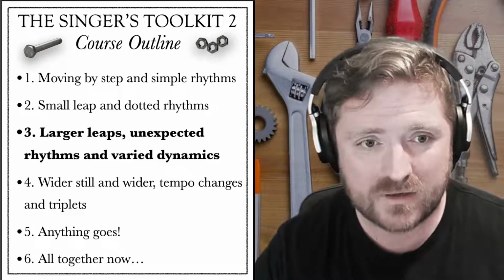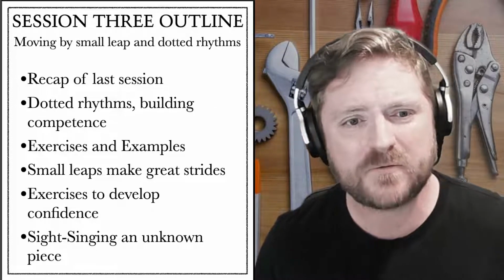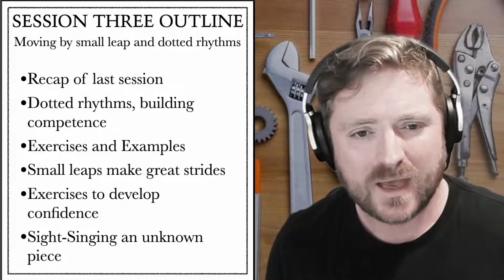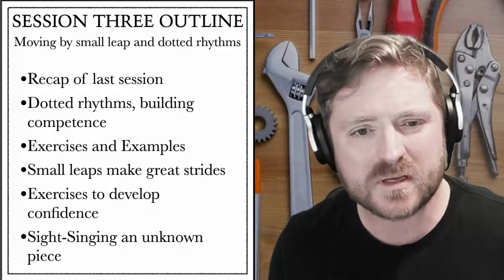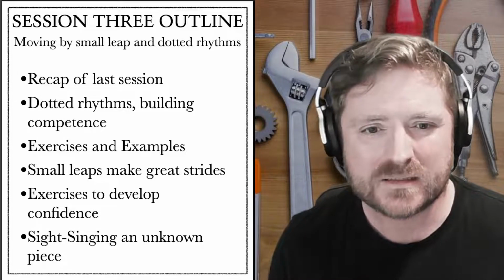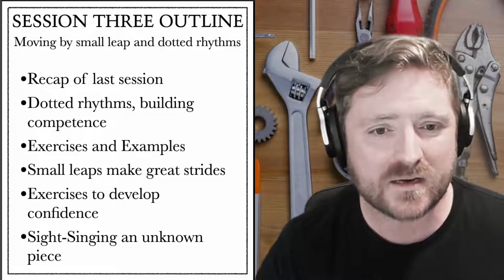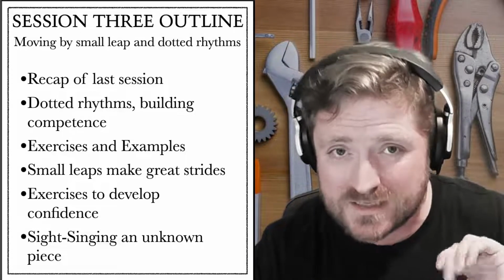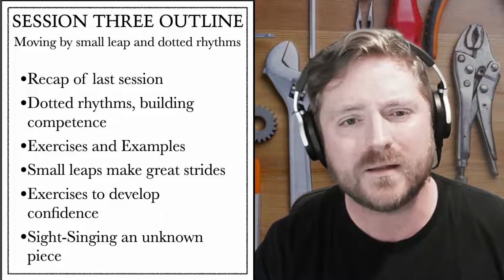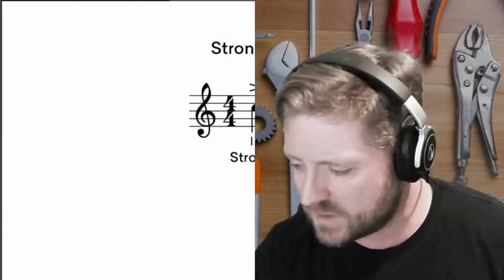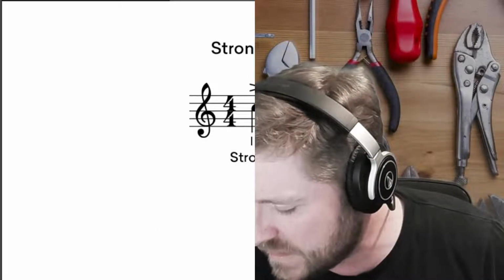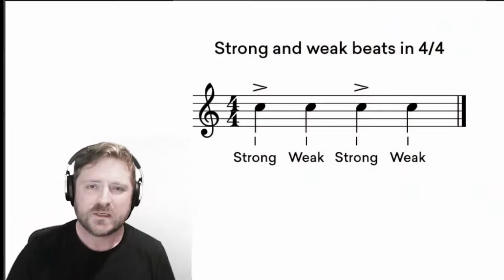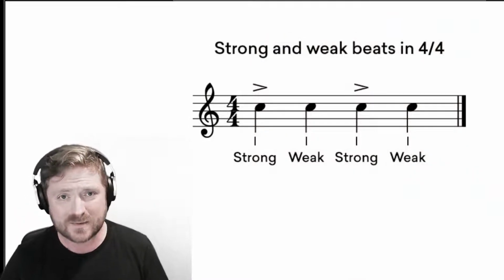Now, let's have a look at the plan for today. We'll have a very quick recap and we'll look at some dotted rhythms. We'll look at some syncopations in particular. We're going to look at Sight Sing and Unknown Piece. Again, small leaps, great strides, wider leaps as well, wider still and wider. So I'm going to disappear down here and here we are, round sound. There we go. Now, let's just quickly revise some of the things we've been looking at.